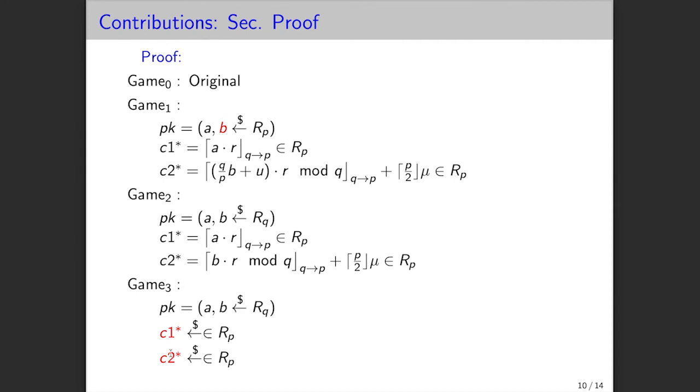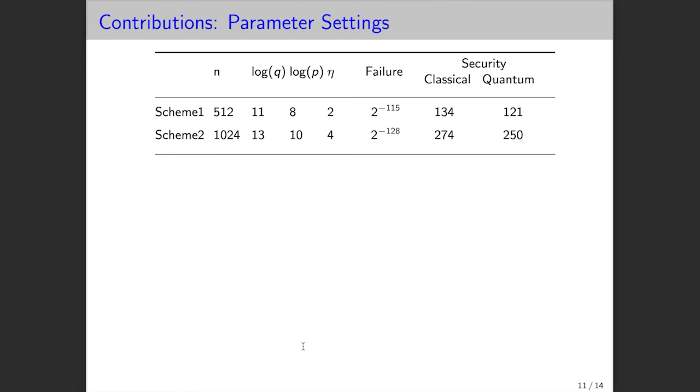In the last game, we replace the challenge ciphertext with uniform elements in R_P. So now C2 is independent of our message, and the adversary's advantage is close to 0. So our proof is very simple, and it's very like the RLWR-based PKEs' proof, with very simple security. We didn't need an additional error distribution when we encrypt, but we have many advantages over RLWR-based PKEs.